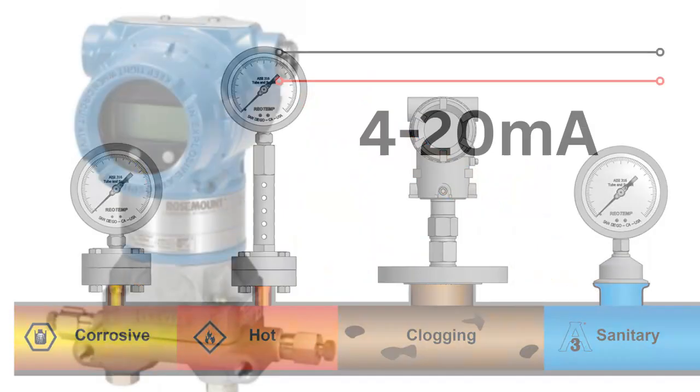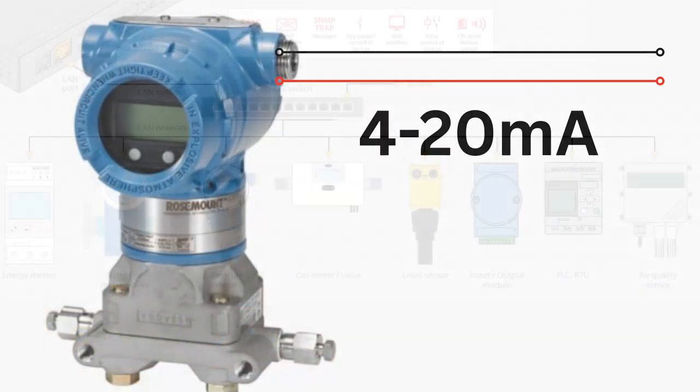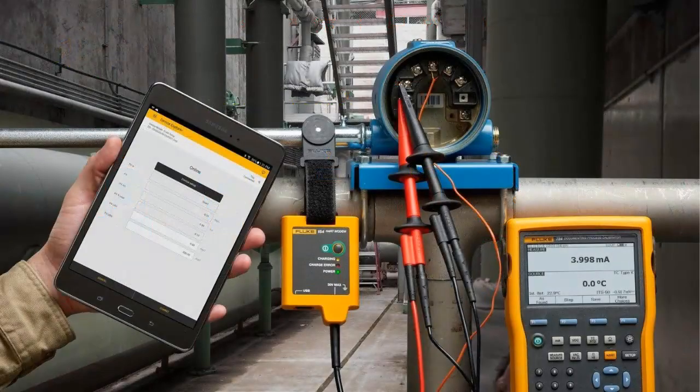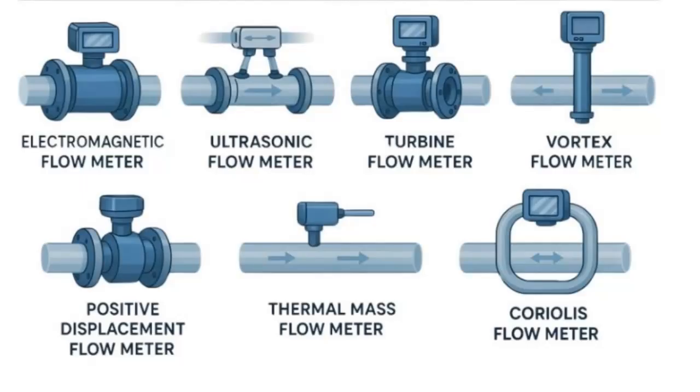Most output a 4 to 20 milliamp signal or something digital like HART or Modbus. Smart units offer temperature compensation, diagnostics, and remote calibration. Next, flow transmitters. They measure how much fluid is moving through a pipe.